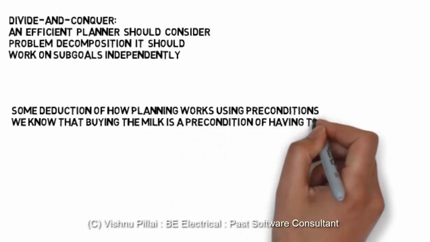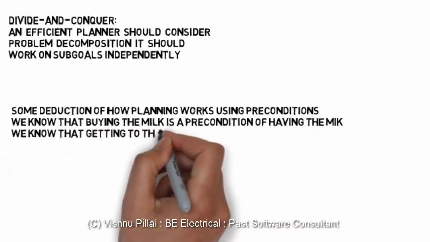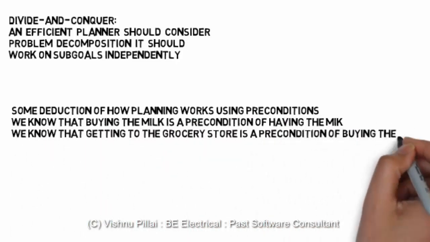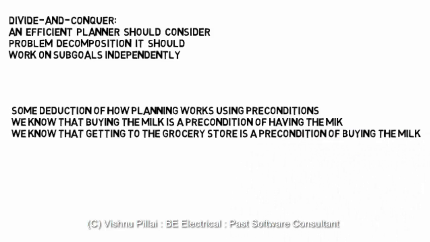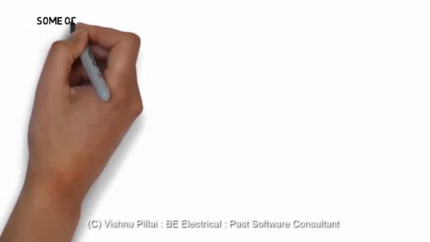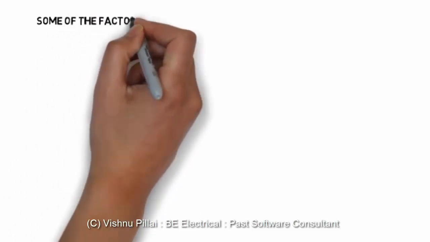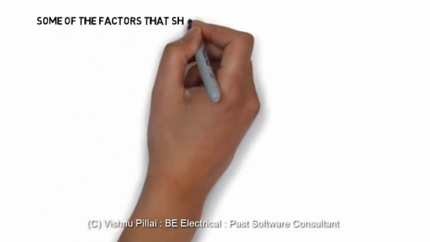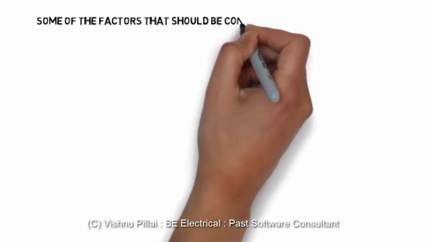So some deduction of how planning will work is using preconditions. What we are setting is that for an action to happen there should be a precondition. Suppose in this case, for the milk to be bought, the precondition is that the agent should go to the supermarket. So if the agent is in the supermarket, it can purchase milk. That kind of precondition you can plan using setting precondition. We know that.